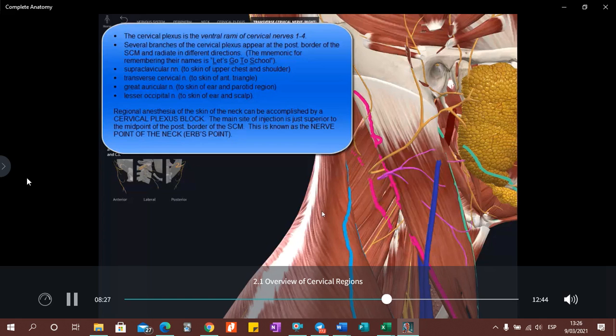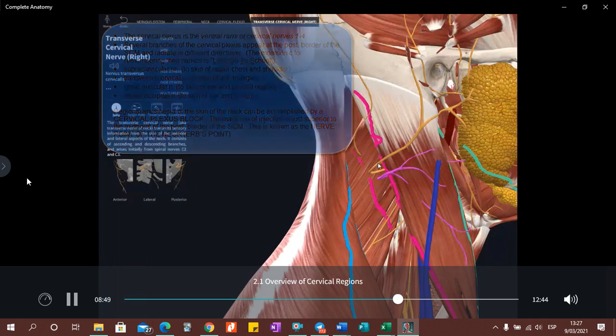In lab, they're a little bit harder to dissect out. They're often accidentally removed together with the skin, okay? But they appear posterior to the posterior border of the SCM, and if you are careful enough, you should be able to find some of these, okay? You'll find, for instance, this one here, which is the transverse cervical nerve. This actually supplies sensory innervation to the anterior triangle.